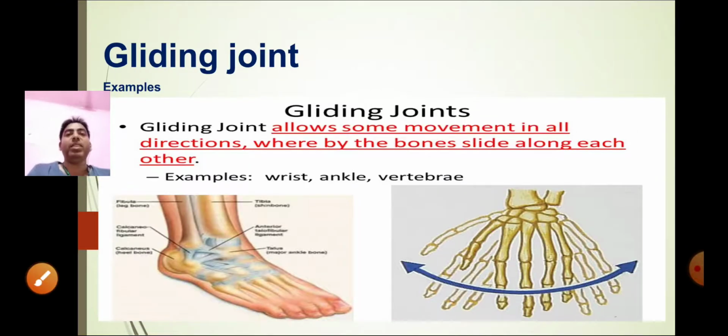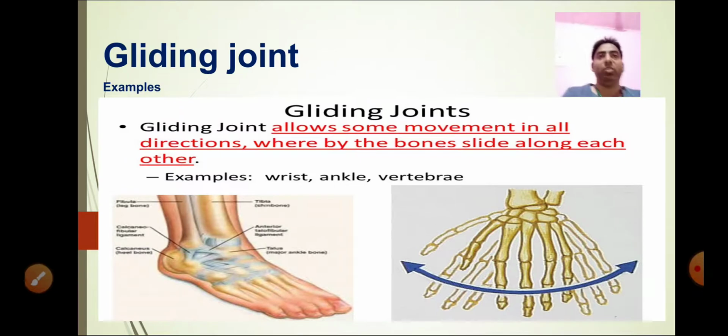Now the third one is the gliding joint. What is a gliding joint? This type of joint allows the bones to glide over each other. That is called a gliding joint. It provides a little movement in every direction, not the maximum movement.